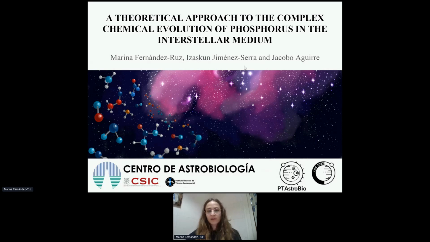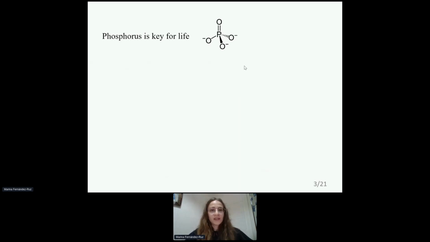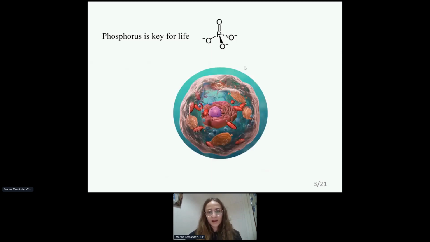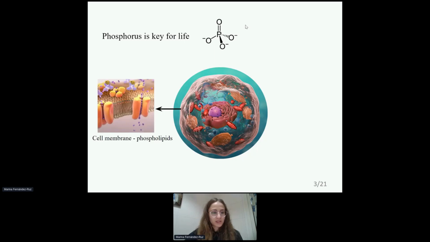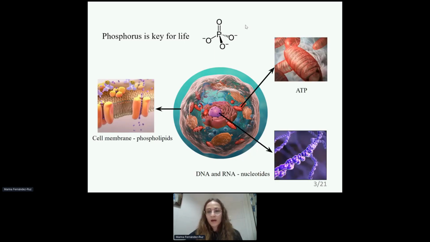medium. As an introduction, let me explain why phosphorus is a key element for life. In fact, it was mentioned by Alan Smuda in a nice talk in the previous session. So I'm going to go fast with this, but basically phosphorus is present in this molecule that is a phosphate group, and this phosphate group is present in many important biomolecules, such as the phospholipids of the cell membrane, the DNA and RNA, and also in ATP, the energetic molecule.